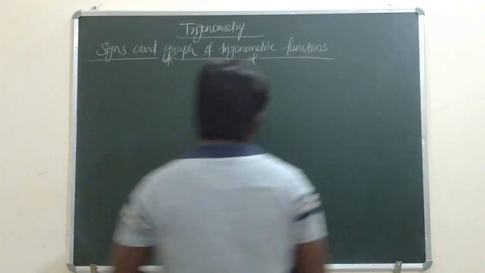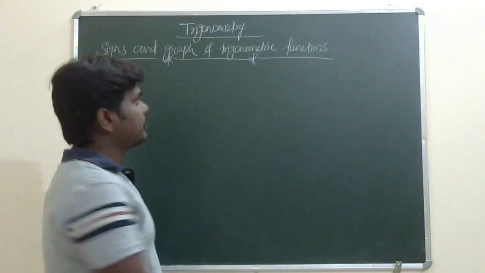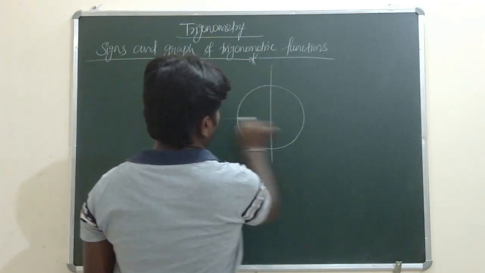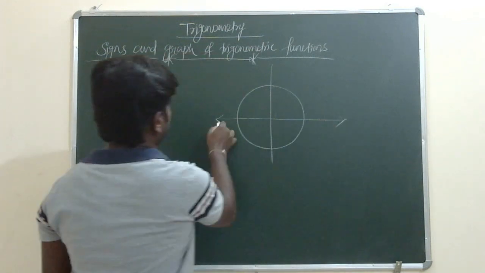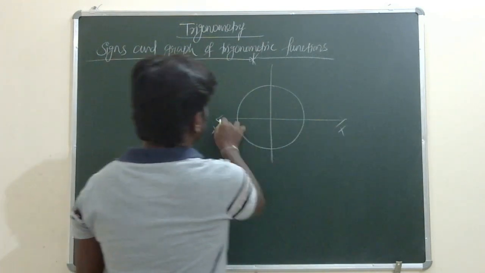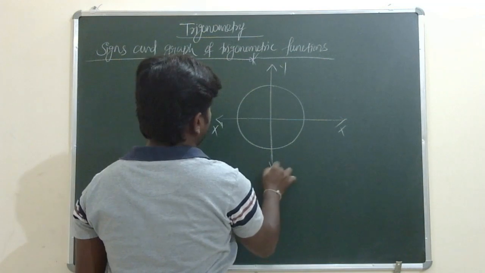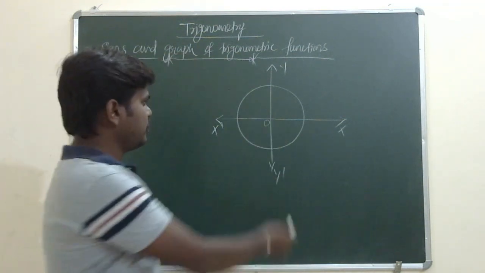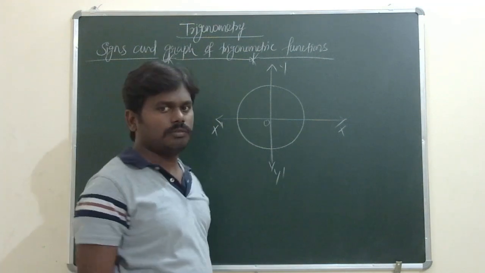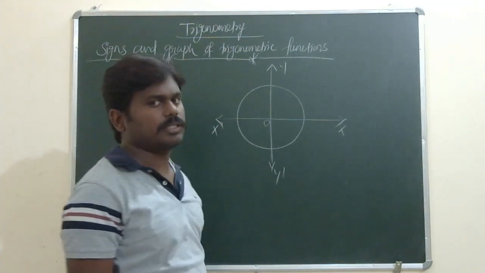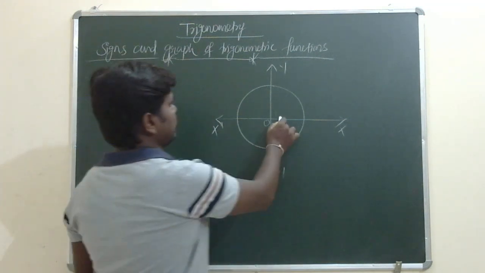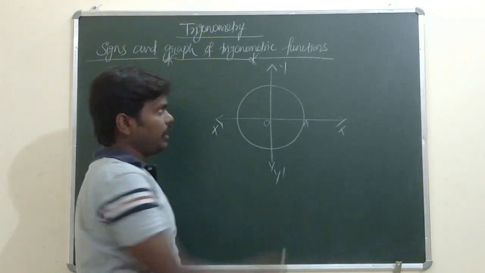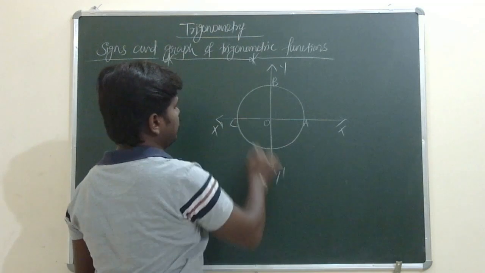So here, let me consider a unit circle. So this is the x dash and here y dash, and here both will intersect at 90 degrees, and of course the point O, and this is the center of the circle with the radius 1 unit. So here we can identify the points A, B, C, D.